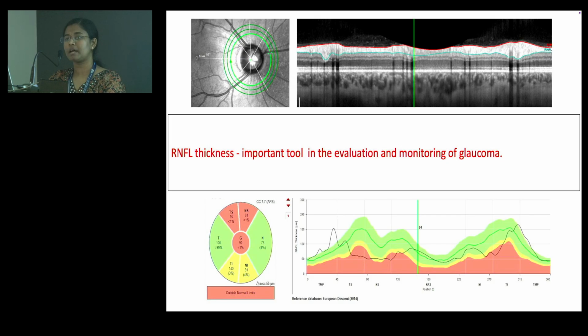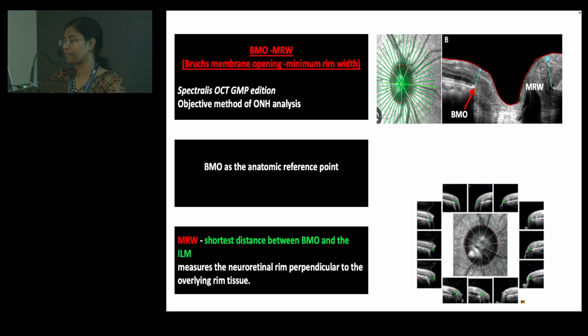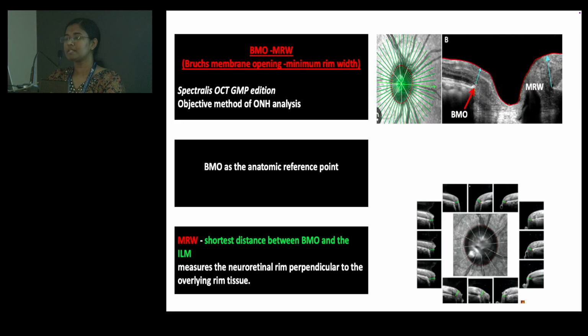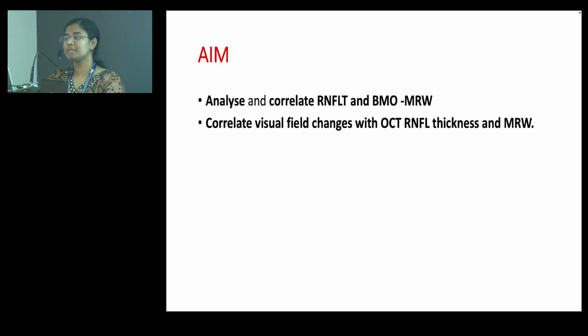RNFL thickness assessment is an important tool in evaluation and monitoring of glaucoma. However, in eyes with anatomical and structural variations like myopic tilted disc, it can lead to erroneous results. Spectralis OCT GMP edition has a new objective method of optic nerve head analysis, that is Bruch's membrane opening minimum rim width assessment. Minimum rim width is the shortest distance between Bruch's membrane opening and internal limiting membrane, which measures NRR perpendicular to the overlying rim tissue. Our aim is to analyze and correlate RNFL thickness and BMO MRW and to analyze and correlate visual field changes.